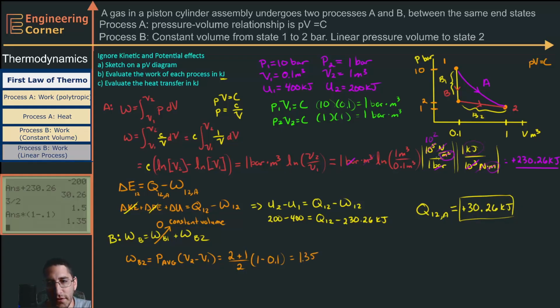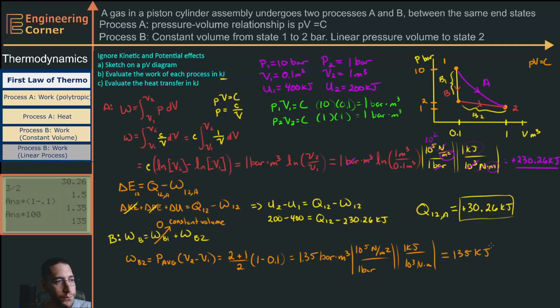And I didn't do this conversion, but I'd still need to do that conversion. So this is bar meters cubed. Then we're going to do 10 to the 5th newtons per meter squared over 1 bar times 1 kilojoule over 10 to the 3rd newton meters. So really we're just multiplying it by 100. And we get this is equal to 135 kilojoules.